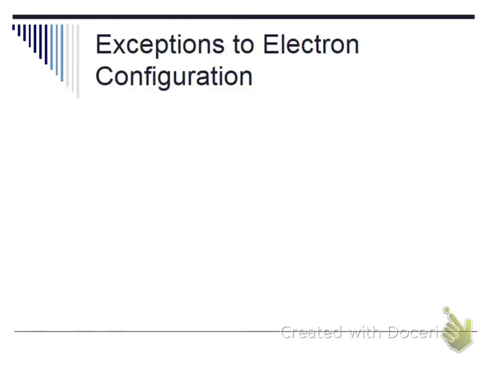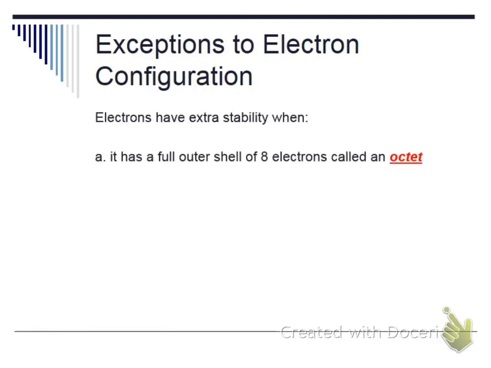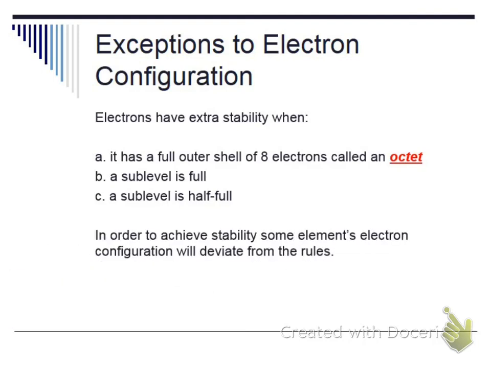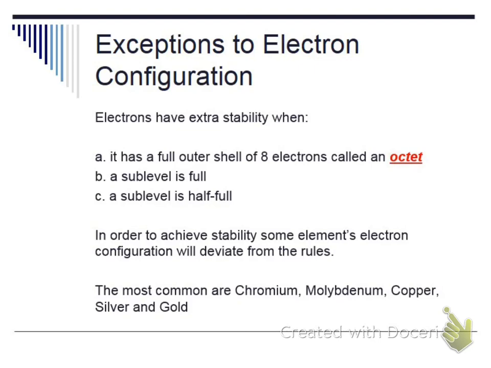All right, so the exceptions to the electron configuration, okay? Before we talk about the exceptions, I need to tell you when atoms have the most stability. They are if they have a full outer shell of 8 electrons. We call that an octet. And when we're talking about the octet, we're talking about the outermost s and p orbitals. So these are going to be in the s2p6 when that is full.